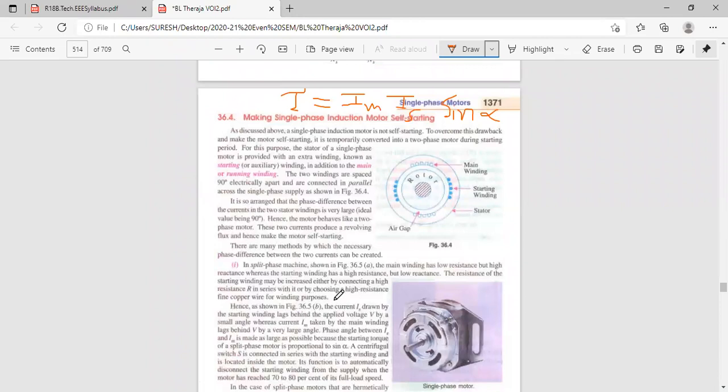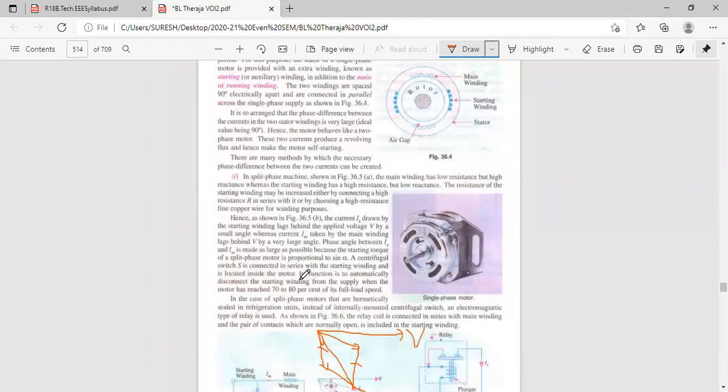Write up to this. Sorry, not up to this. You have to write up to this: 70 to 80% of full load speed. There is no need to write all the points. Make it simplified notes. Note down 4 points. Within 4 lines you simplify this.